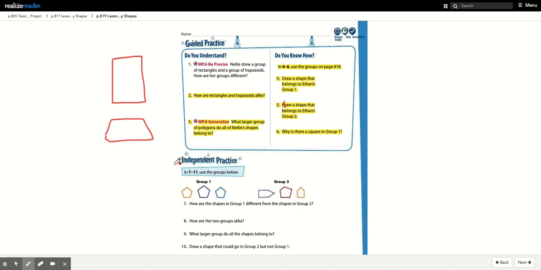So how are they alike? If you're thinking they have 4 sides, 1, 2, 3, 4, 1, 2, 3, 4, and 4 angles. Good job.